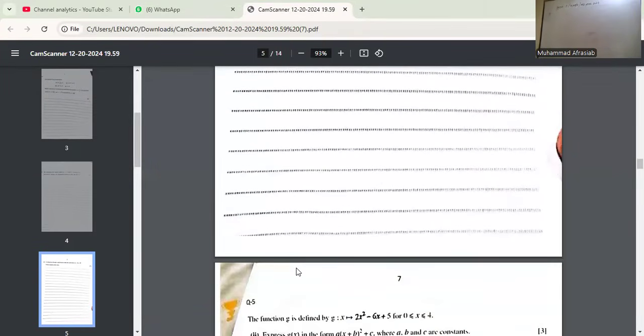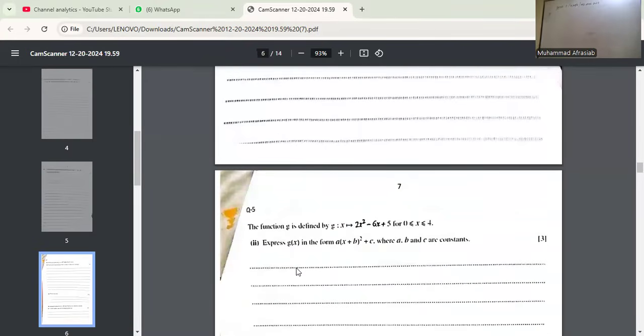Now question number 5. The function g is defined by g of x is equal to 2x squared minus 6x plus 5 for x lying between 0 and 4. Express g of x in the form a into (x plus b) whole squared plus c, where a, b, c are constants.